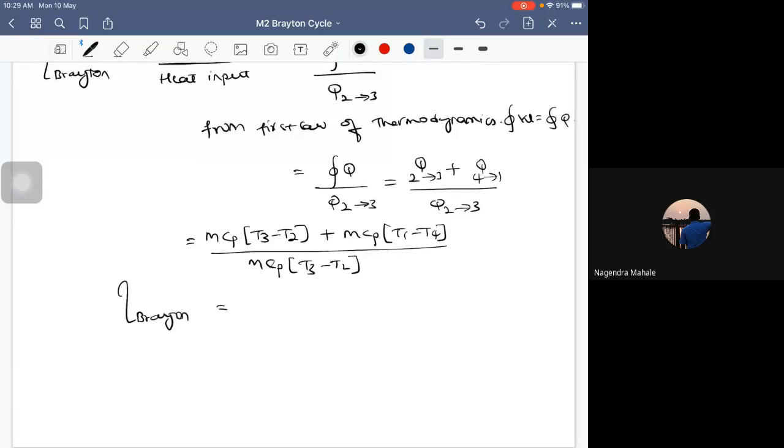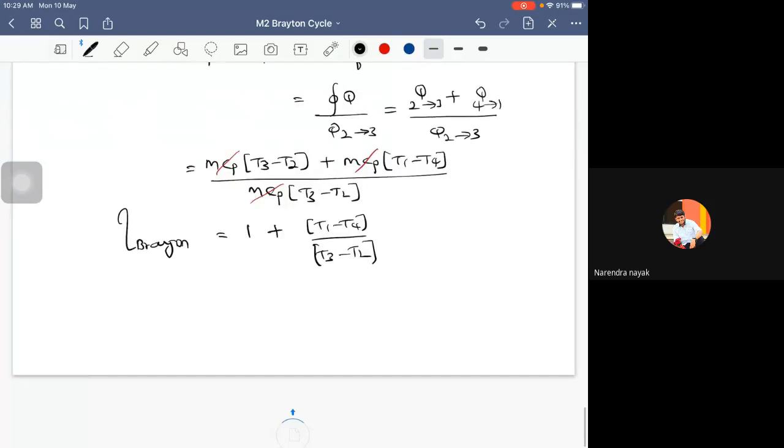Efficiency of Brayton cycle. So anything which cancels here, guys, this is a very important derivation, by the way. MCP, very good. So I can take away the whole MCP. When I take it common, all this MCP goes away. Now T3 minus T2 divided by T3 minus T2 is what? I can take it as 1, right? 1 plus T1 minus T4. Exactly. Am I right now?